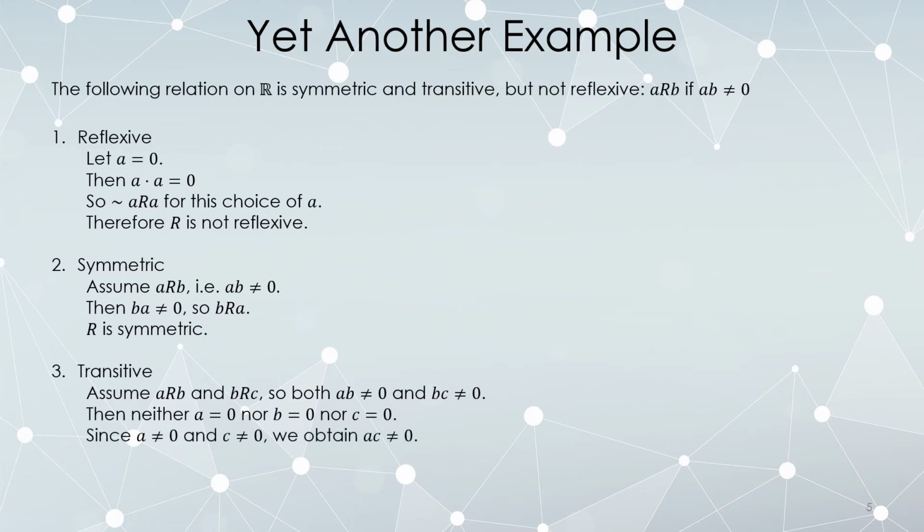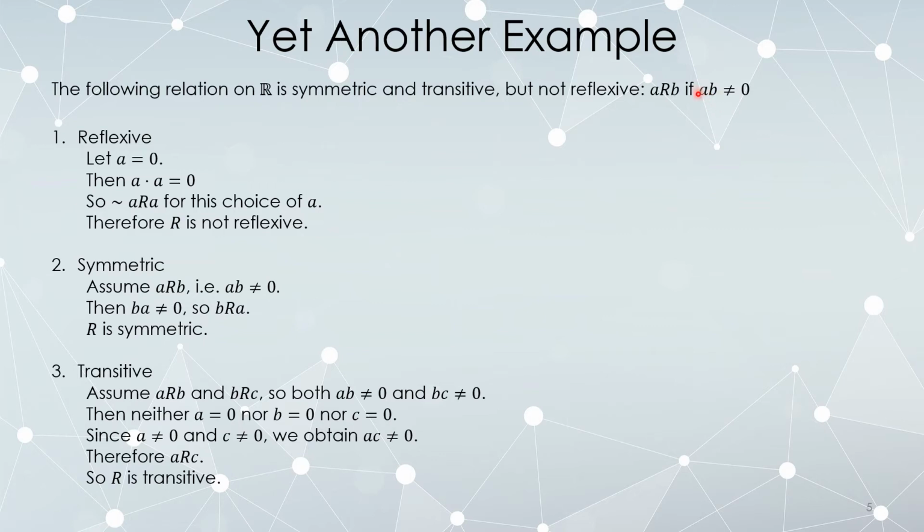So none of these three numbers were 0 to begin with. So since A and C are both non-zero numbers, when I multiply them, I don't get out 0. That is to say, A is related to C. So having assumed that A is related to B and B is related to C, we were able to derive that A is related to C. And that's transitivity.